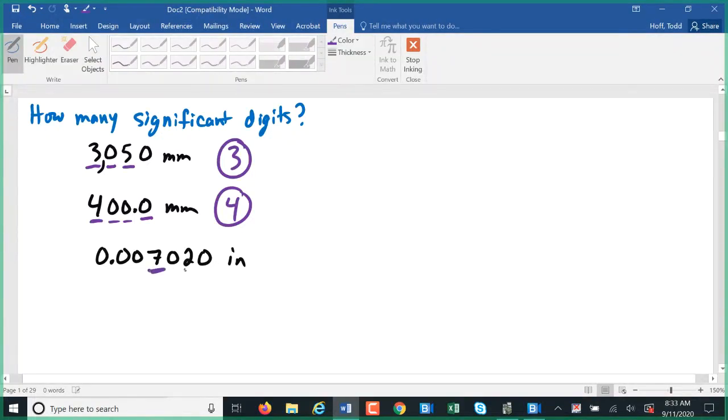This last one, the 7 and the 2 are significant because they're not zeros. Let's do the easy 0 first. How about this one? Yes, it's between other significant digits. How about this one here on the end? It's at the end of the number and after the decimal point. So yeah, it's significant. How about this one? No, it's after the decimal point, but it is not at the end of the number. So that is not significant. So this has 4 significant digits.